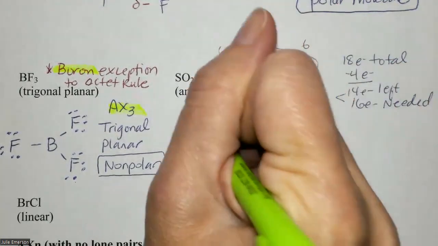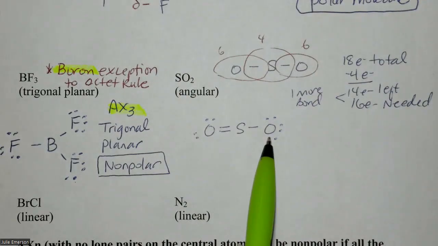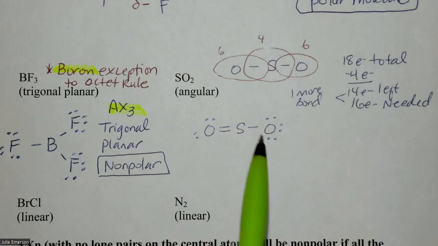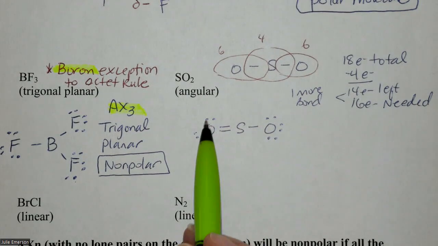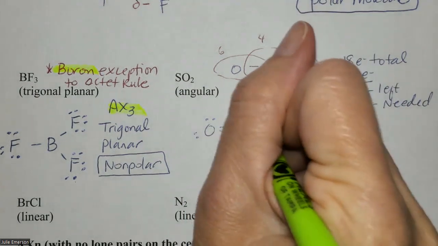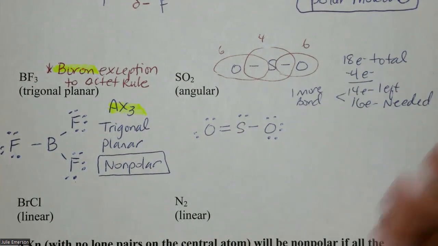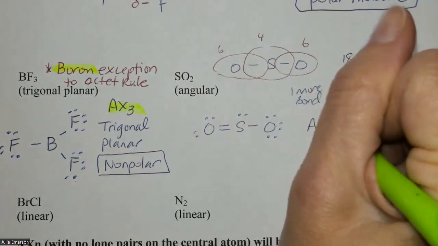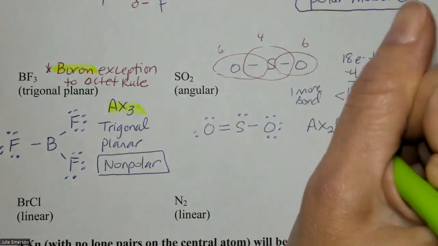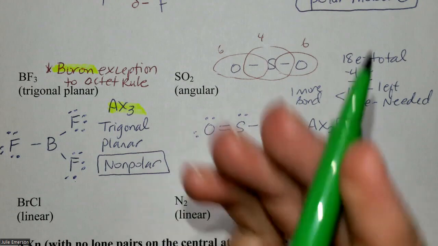Then I'll put in my lone pairs to complete the octet. 2, 4, 6, 8 on the oxygen with the single bond, with 3 lone pairs. Oxygen with the double bond needed 2 more lone pairs, 2, 4, 6, 8. Sulfur needs 1 more lone pair to complete its octet. So when I look at this, my VSEPR is AX2E, but not quite. Let's think about formal charges.